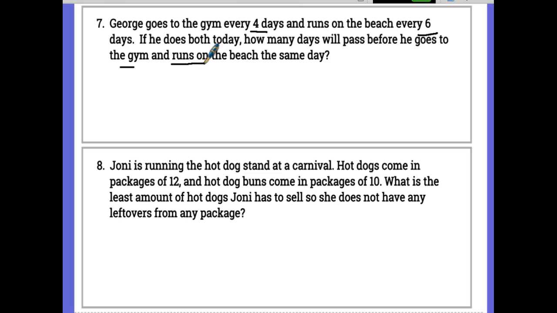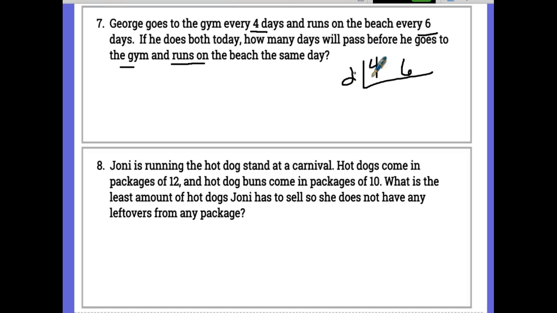So every 4 days he goes to the gym. Every 6 days he runs on the beach. Today he did both. And we need to figure out how many days will pass before he's doing the same again. This should lead you to, I've got 2 different numbers, and I want to know what number is going to be common to both. I don't want a factor. I need something that's going to be larger. So I'm looking for least common multiple.